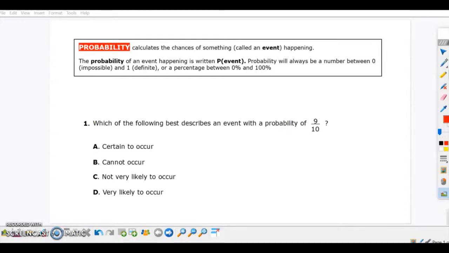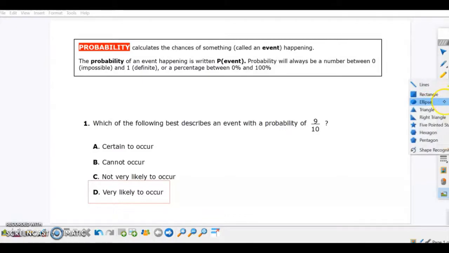So number 1, if we have a probability of 9/10, what would that mean? Well, if we're looking at between 0 and 1, 1 would be definite. So 10 out of 10 would mean it's definitely going to happen. 9 out of 10 is still very likely. So we would say that number 1 is D, because 9 out of 10 would be 0.9, which is pretty close to 1.